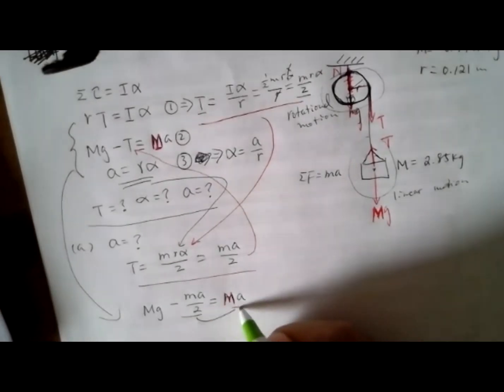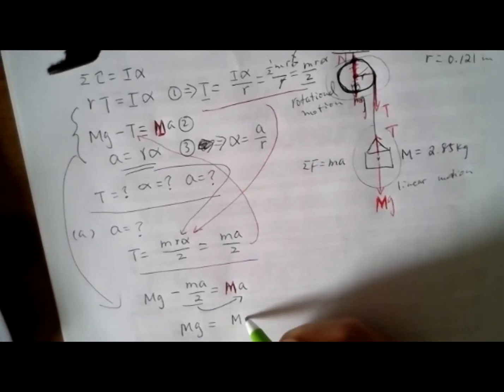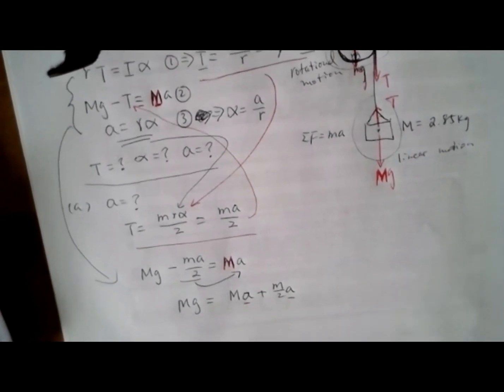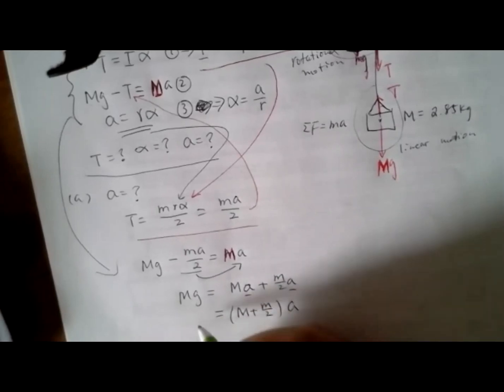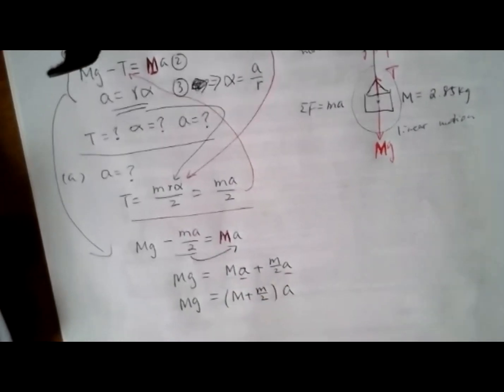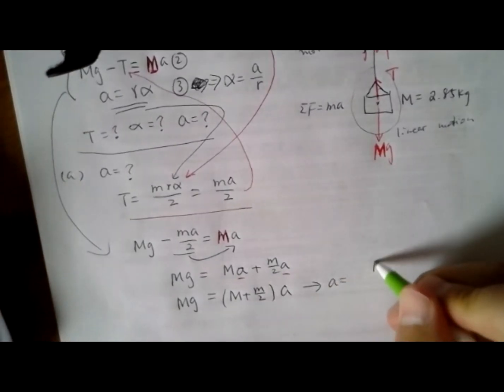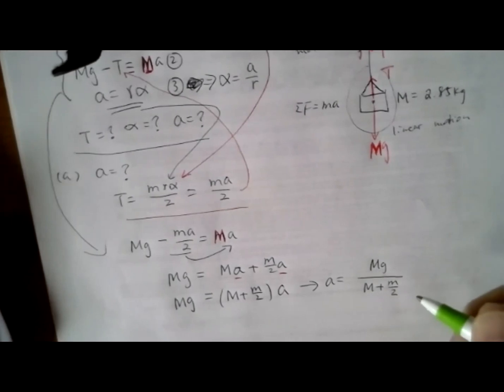We can move this to the other side of the equation, right? So then capital Mg equals capital M times A plus small m over 2 times A. So A is the common factor here. You can actually factor that out. So then that gives you capital M plus small m divided by 2 times oscillation equals capital Mg, right? So then your oscillation will be equal to capital Mg divided by capital M plus small m over 2. Okay, so you can plug in the numbers now.